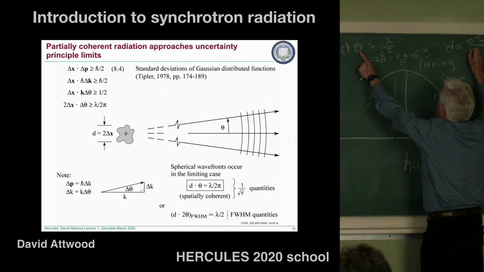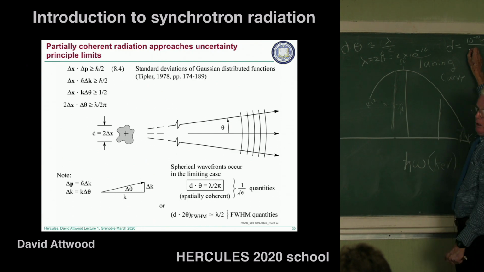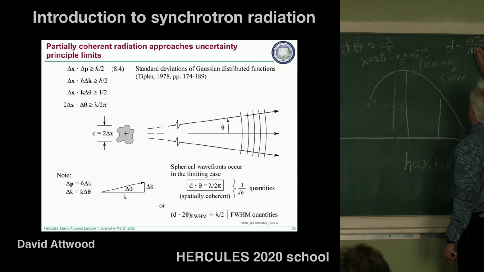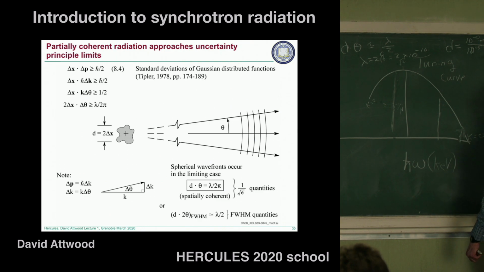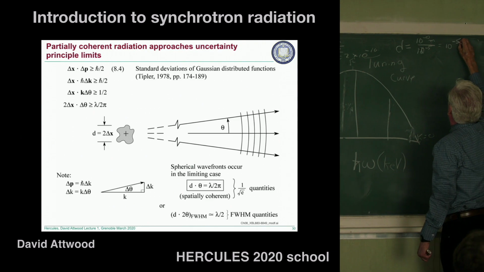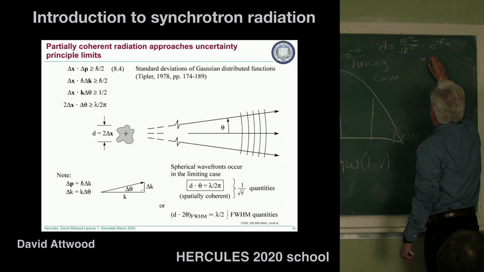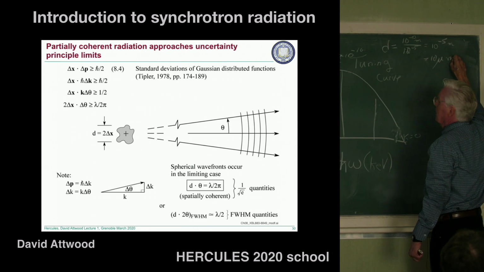And the theta we said was 10 microradians. So that's 10 to the minus 5, right? 10 microradians, 10 to the minus 6, or 10 to the minus 5. So this is going to be 10 to the minus 5 meters, which is equal to 10 microns.